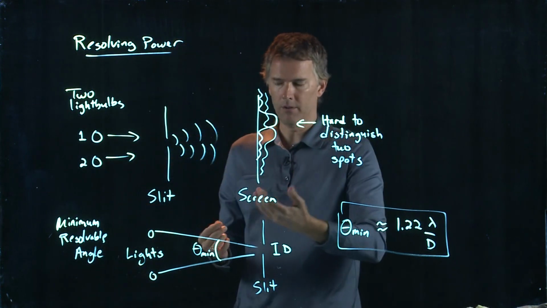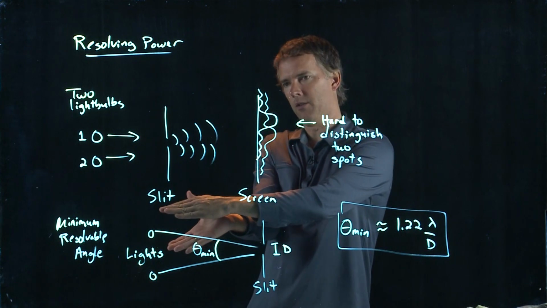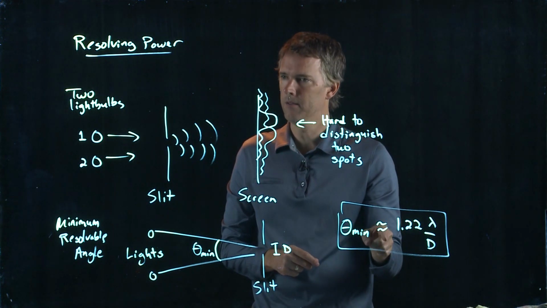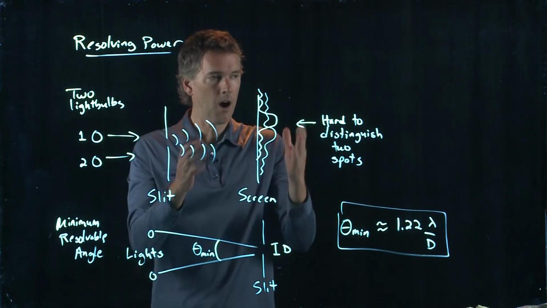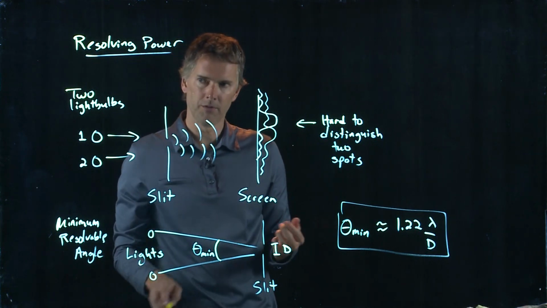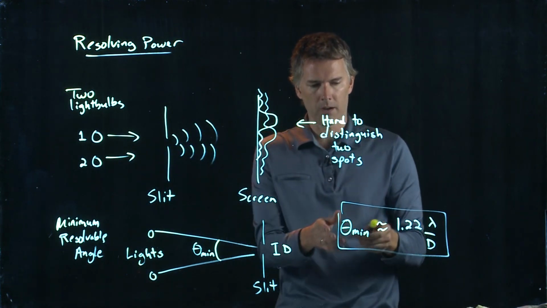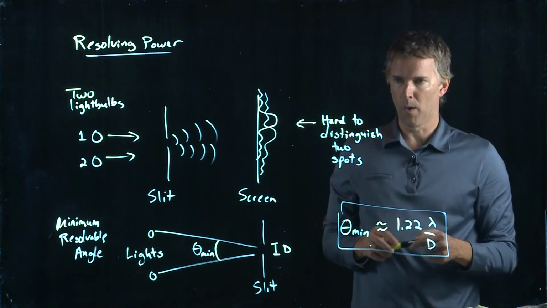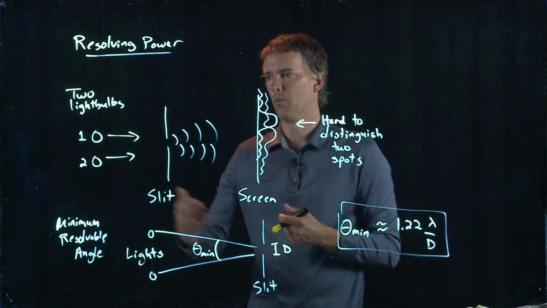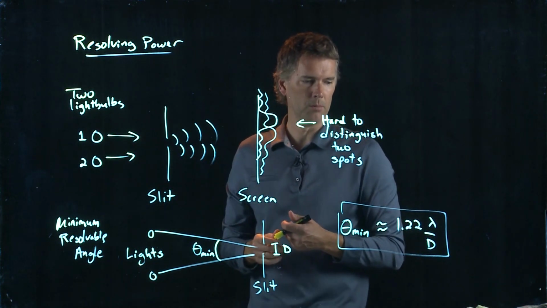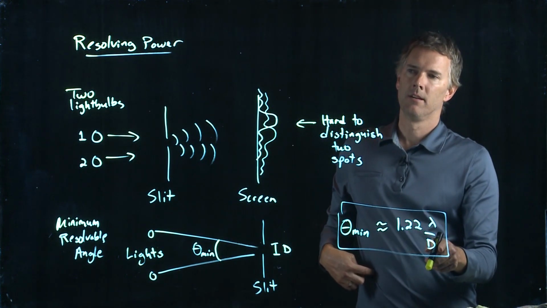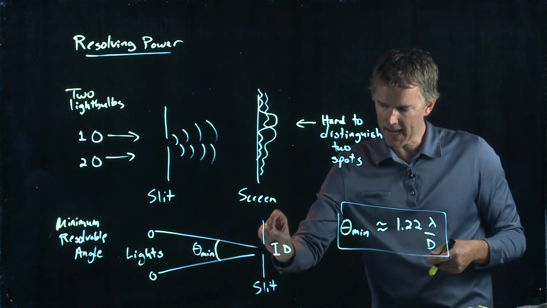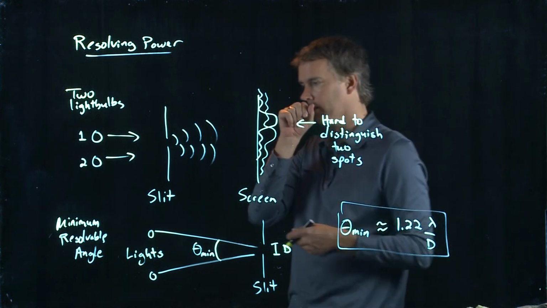As it gets closer, theta starts to increase. And eventually it gets to this value right here, theta min, and now you can resolve it. And you say, oh, that's a car. That's not a motorcycle. Okay, so let's talk about the different parameters in here that go into that. One is the wavelength of the light. Okay, what colors are coming from the light bulbs. But the other thing is D right here. What is D? D is the diameter of the hole that the light goes through.